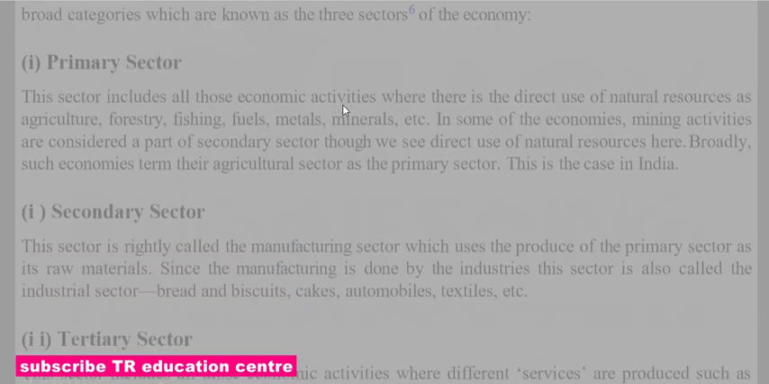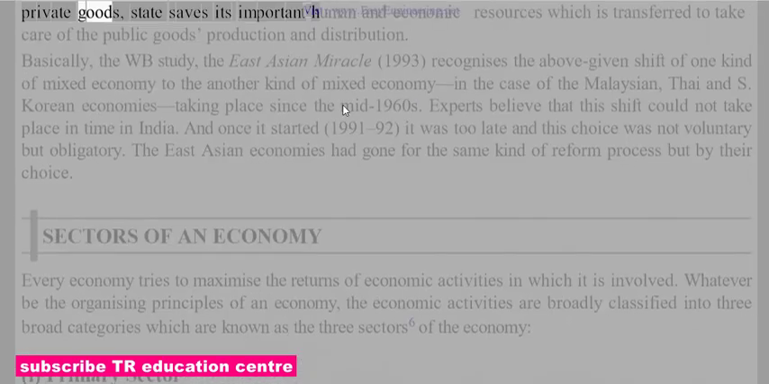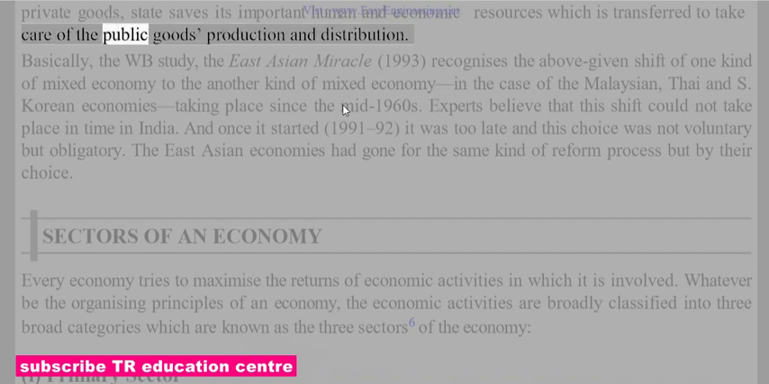private goods, the state saves its important resources, and takes care of the public goods production and distribution.